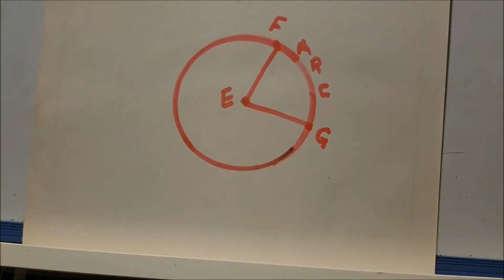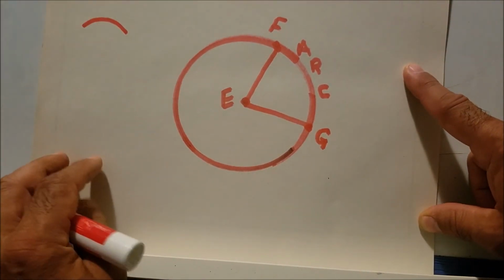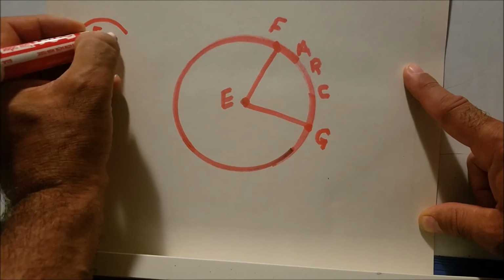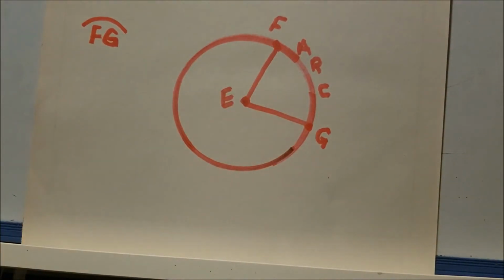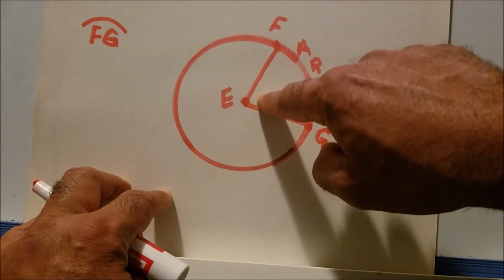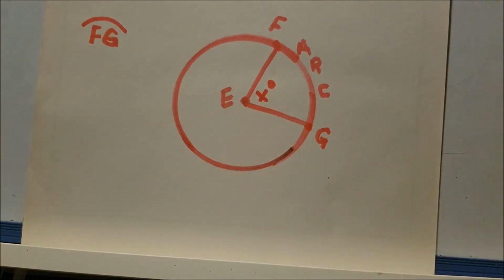So we can say we have an arc, and this is the symbol for an arc. That's the symbol. Looks like an arc, right? We can say arc FG, and we can find that length. That's arc FG. And you can have an angle degree here, and sometimes they just say X degrees.